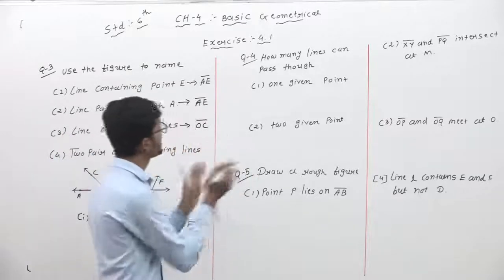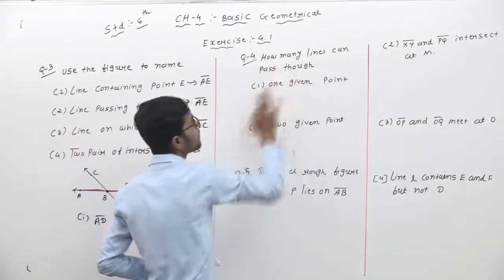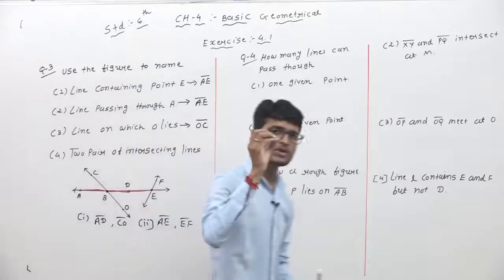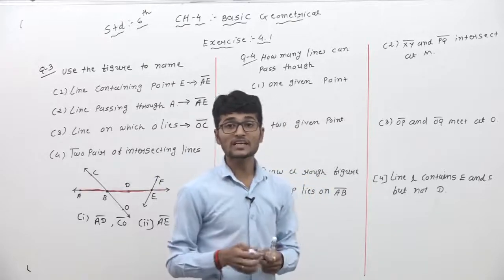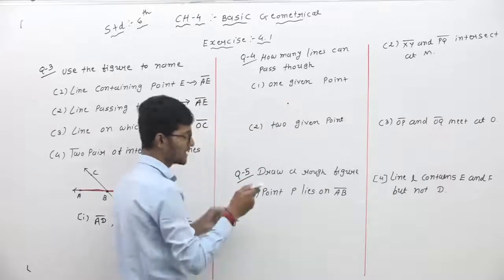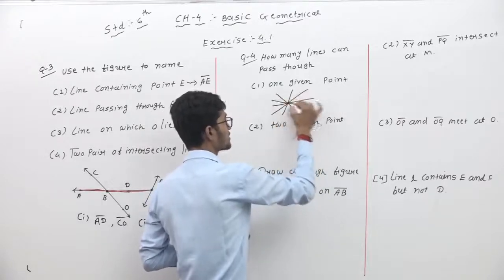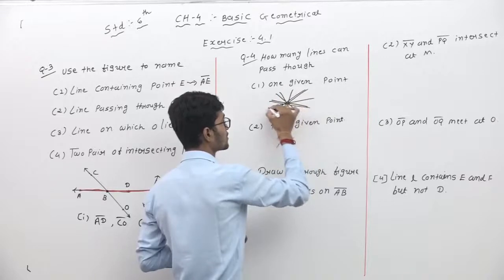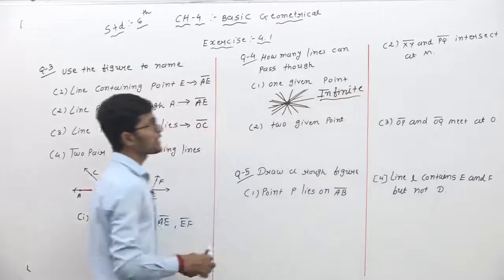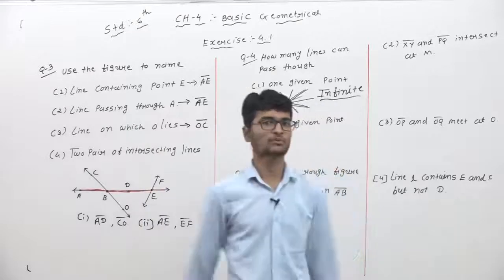Okay, now our next question. In question number 4: how many lines can pass through a given point, and through two given points? If a question gives only one point, how many lines pass through that one point? Suppose this is my one point. How many lines pass through it? Many lines: this line, this line, this line. It means infinite. Infinite lines pass through only one given point.